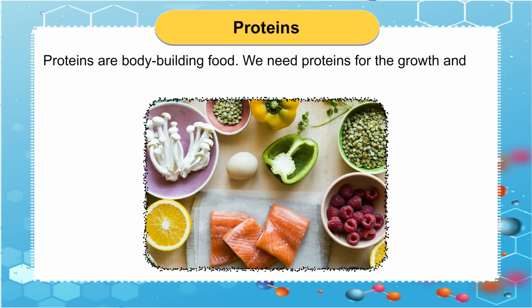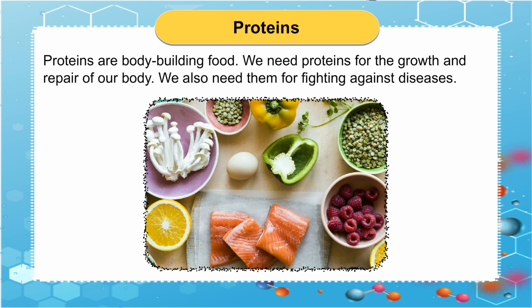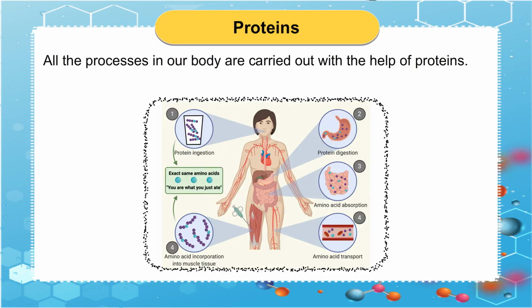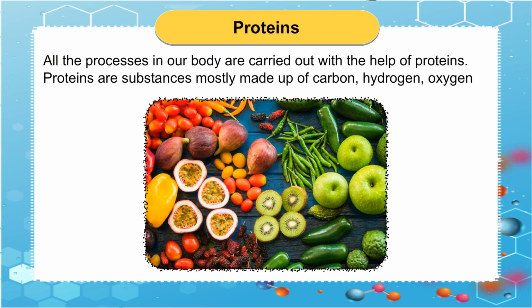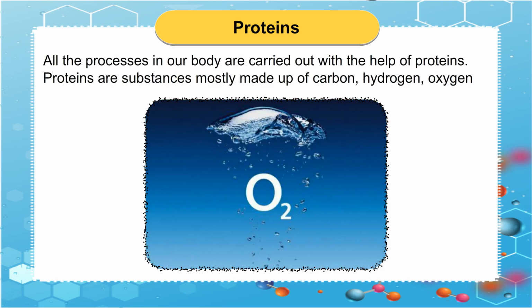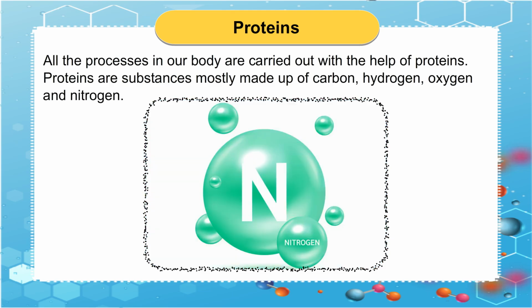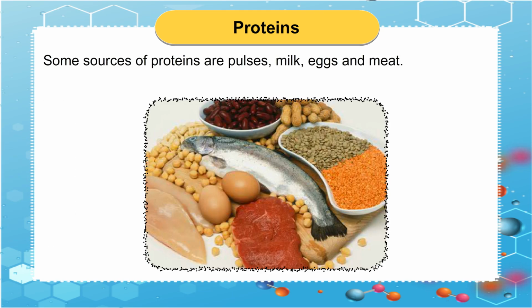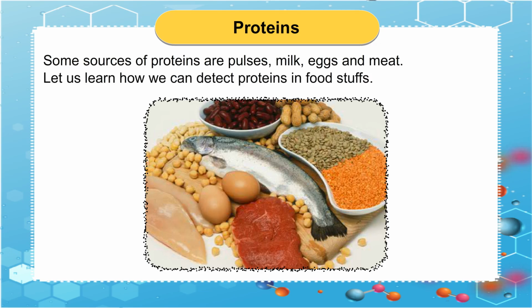Proteins. Proteins are bodybuilding food. We need proteins for the growth and repair of our body. We also need them for fighting against diseases. All the processes in our body are carried out with the help of proteins. Proteins are substances mostly made up of carbon, hydrogen, oxygen, and nitrogen. Some sources of proteins are pulses, milk, eggs, and meat. Let us learn how we can detect proteins in foodstuffs.